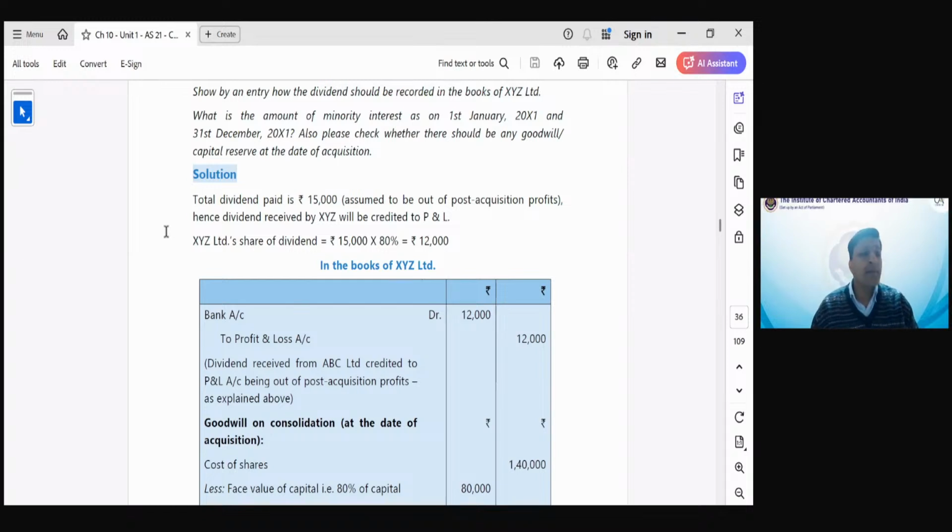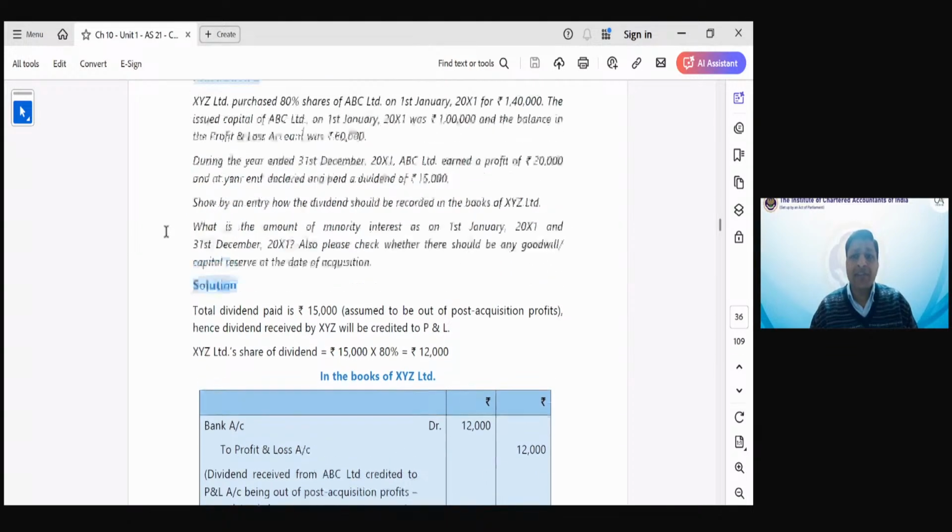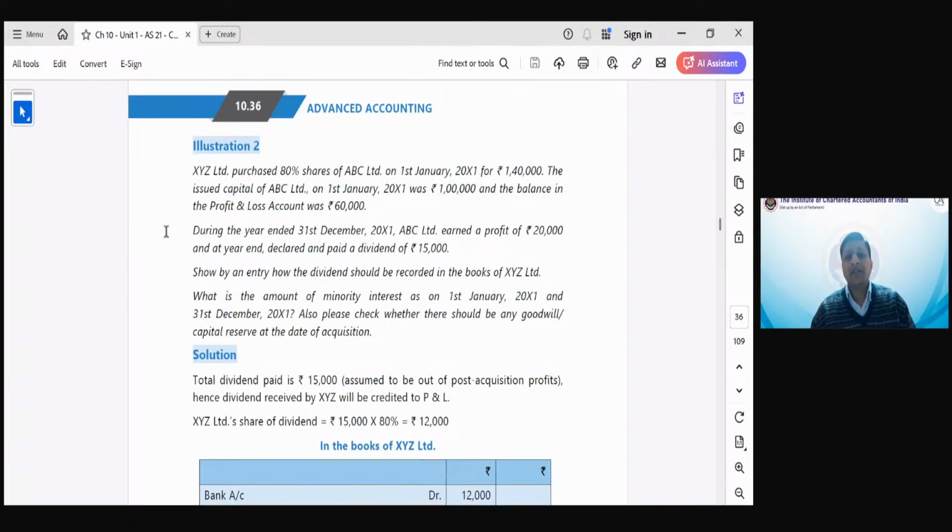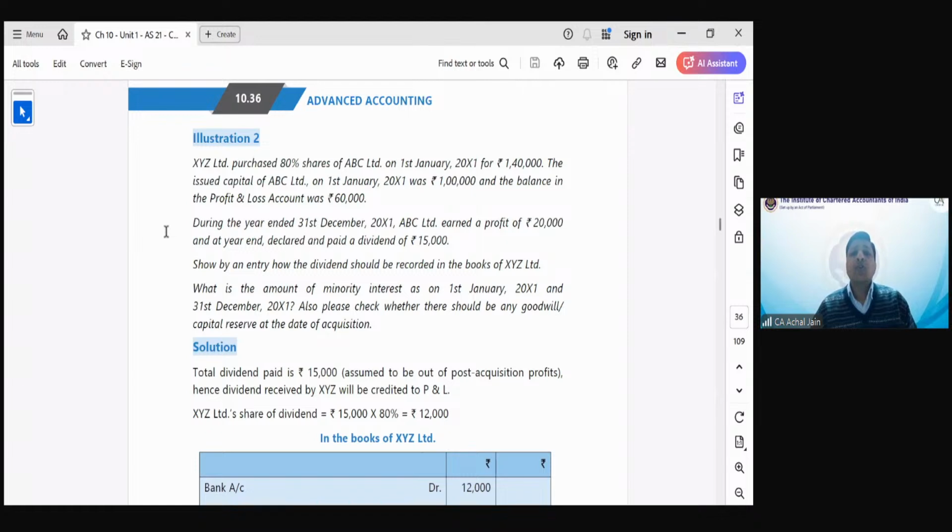Now we will get on to the other requirements. What are the other requirements? To calculate goodwill or capital reserve, plus to calculate minority interest. So let's get on to that. Do we have the purchase consideration? Yes. It's 1,40,000.